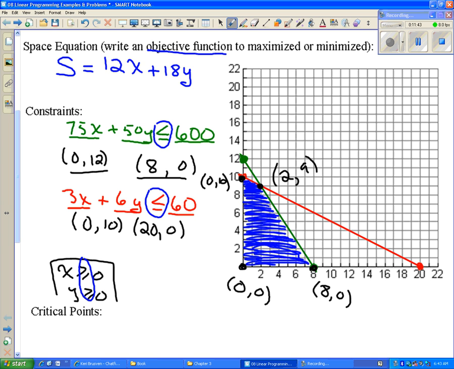And there's several ways that you can find that intersection point. If you don't remember how, we can go ahead and do that. So those are my critical points.